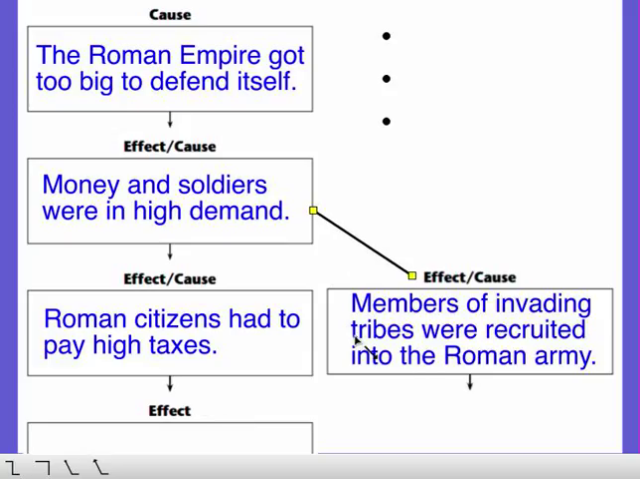So I could go on, then I have two different chains of events happening now, starting right here. So I have this chain of events focused on money, the category of money or taxes. And I've got another chain of events started that's focused on the members of invading tribes who were recruited. And then I could continue here talking about why those soldiers were not loyal to Rome.